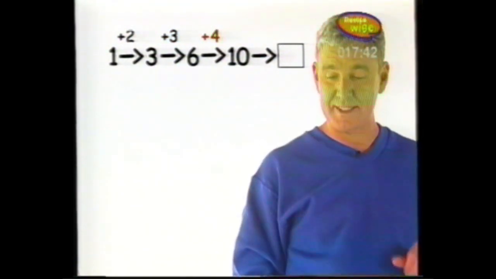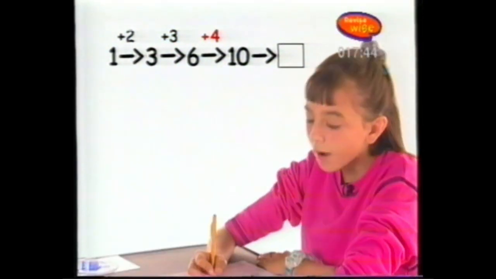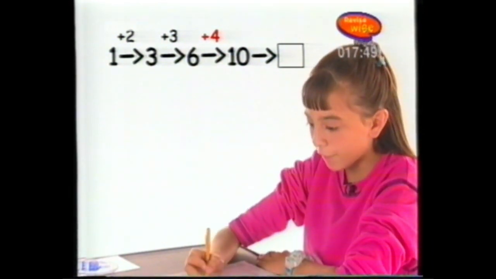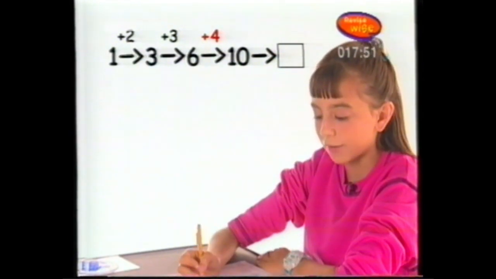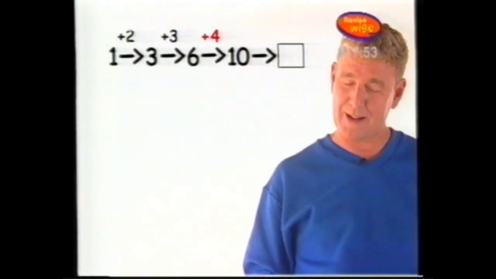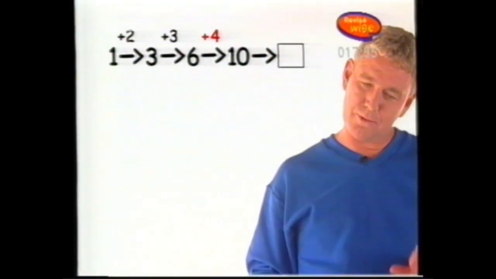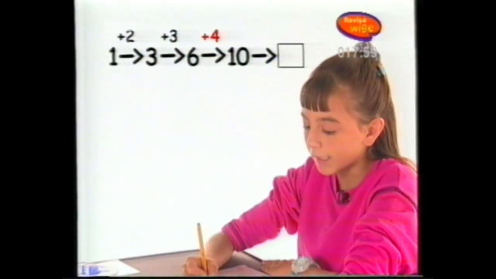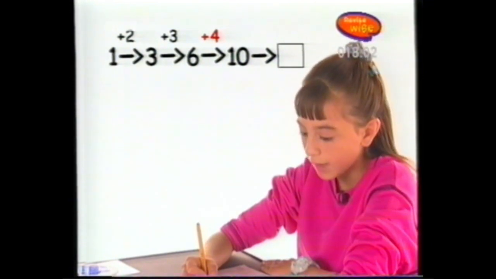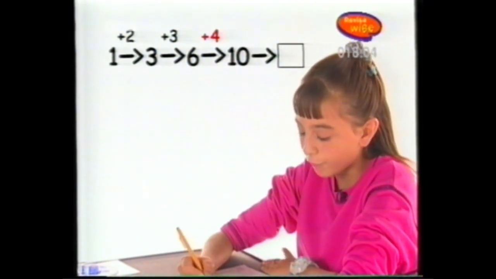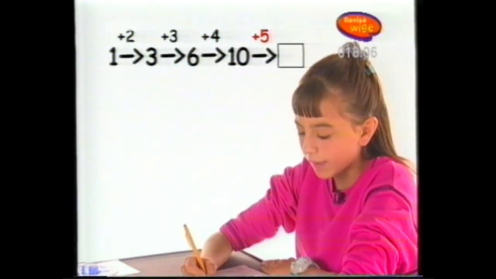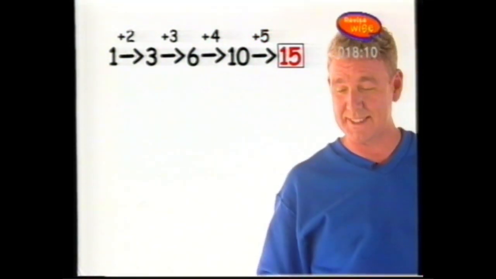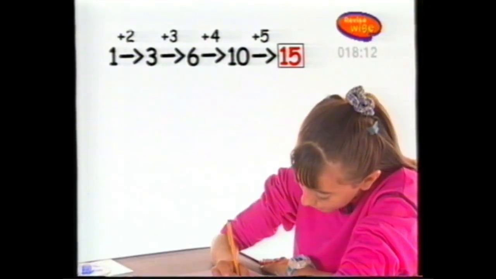So what's the rule for this number sequence? Oh, I see. It's add 2, then 3, then 4. The number I add increases by 1 each time. You've cracked the code. Well, now you've worked out the rule, apply it to the last number. If I have to increase what I add by 1 each time, then the next step will be add 5. 10 add 5 is 15, so the missing number is 15. So write it in the box for 1 mark.